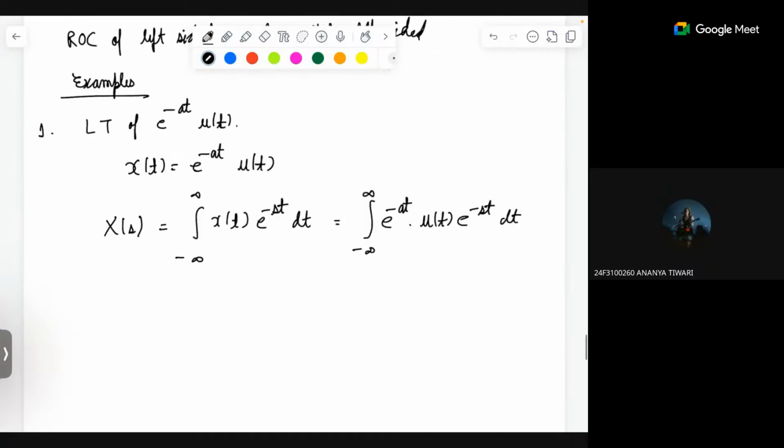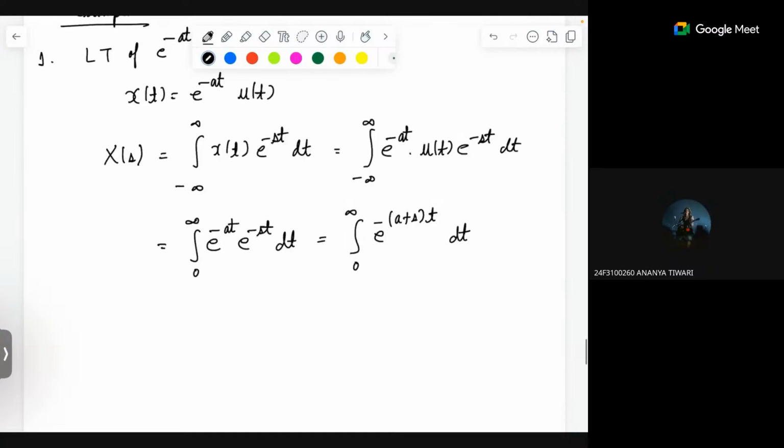Now I will remove u(t). So the limits of integration will become 0 to infinity, e raised to the power of minus at minus st dt. Let us take the e terms together. So minus (a plus s)t dt. The integration of this exponential comes out to be this, and the limits are 0 to infinity.